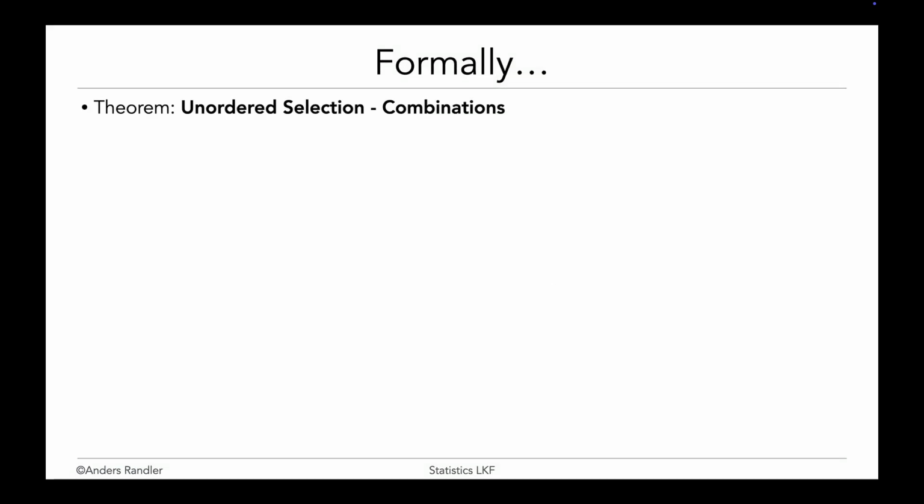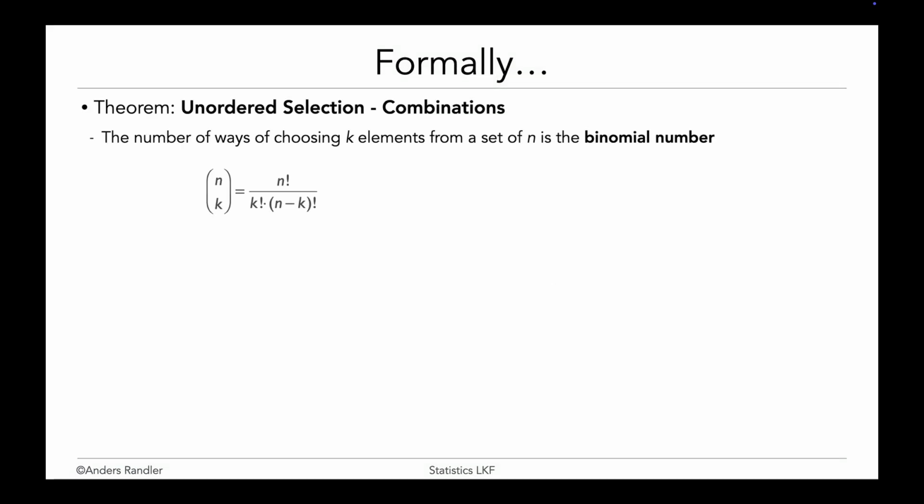A bit more formal, it looks like this. So if you want to pick k elements from a set of n, you get this. N choose k. And this is exactly the formula that we had on the last page. We say n choose k. And we will be using this. And it's called a binomial number because of some math that I won't be going through now. It has to do with the binomial distribution, amongst other things.